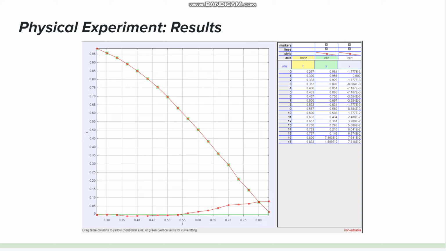Using Tracker, the following graph was created. It can be seen that the y position of the paper generally decreased in a nonlinear trend until it reached the ground.